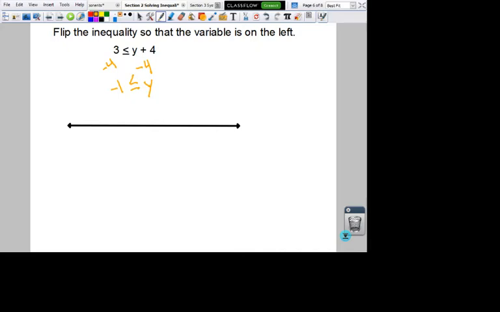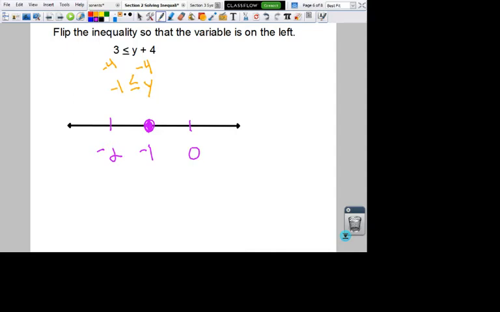Whenever we do inequalities, we almost always want our variable on the left side. And I'll show you why in a second. So I'm going to make my number line real quick. I'm going to put my circle and I'm going to fill it in here at negative 1. Which way is my arrow going to go? Left or right? Right.